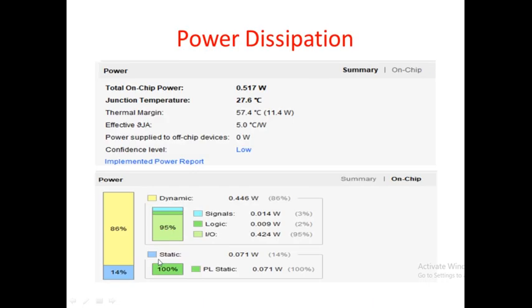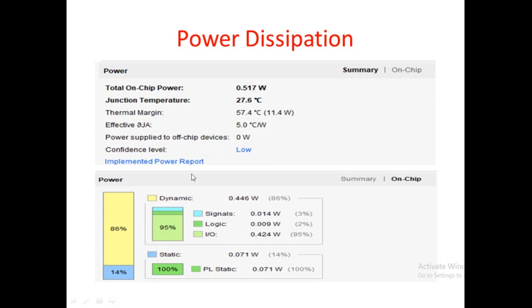And the power dissipation: there are two kinds of power dissipation. One is dynamic power dissipation and the other is static power dissipation. The static power dissipation is mainly due to leakage current. But the dynamic power dissipation is mainly because of how many sequential circuits we are using, what clock frequency we are using, and everything.